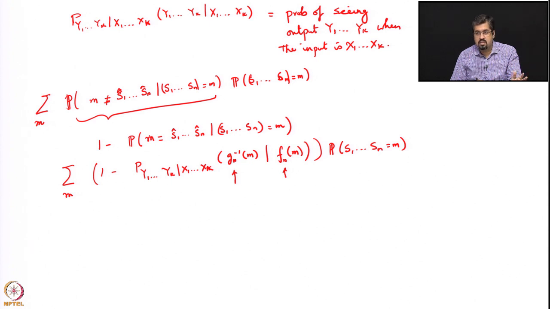Now, you can see that this is a rather complicated and non-trivial expression. To begin with, we do not know what kind of structure this particular probability has, and even if it had a structure, the way f and g appear in this entire expression is rather complicated. f appears here, g appears here. We are looking at 1 minus this particular probability, then we are weighting it with the probability that s1 to sn is equal to m. All of this looks rather intimidating and challenging. Therefore, it is a remarkable achievement that something can even be said about a problem like this.